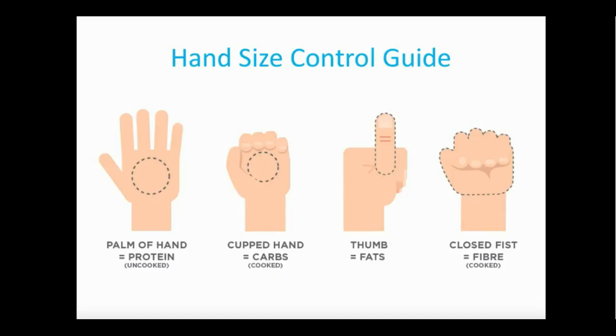So let's go back and look at our hand size control guide, and it will look quite similar to this. So we've got our open palm, if it fits in there like that, it'll be our uncooked protein. If it was a cupped hand, filled in the centre, hold it in there, that would be our carbohydrates. Our thumb, so that could be almonds or cashews, avocado. Using our thumb, that would be our fats, and a closed fist, that would be our cooked fibre.